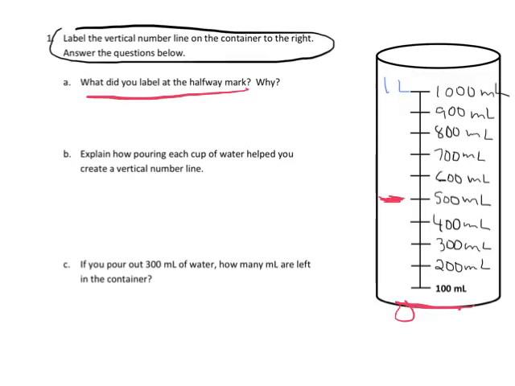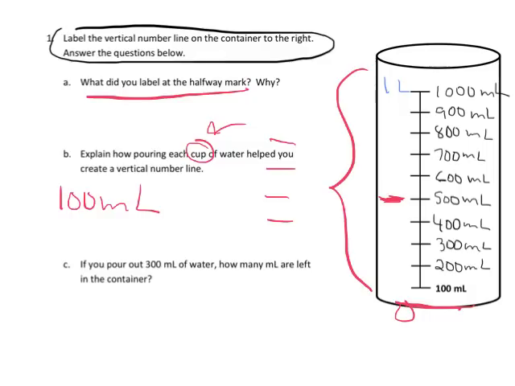Then the question says to explain how pouring each cup of water helped you create the number line. I don't like the fact that it says cup. You've got to be careful with cup, because that's an actual measurement tool, right? But anyway, think back to our experience pouring water into that empty 2-liter bottle. How did that help us? Well, since our little beaker was 100 milliliters, each interval represents 100 milliliters. That's what we've represented over here. And I'm going to move on to the next slide.